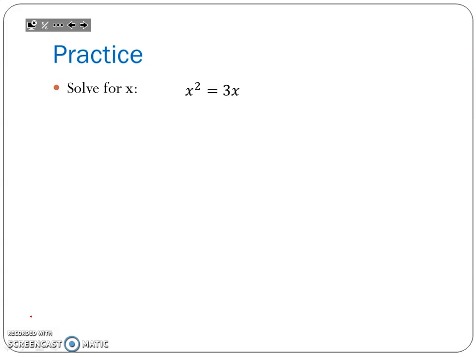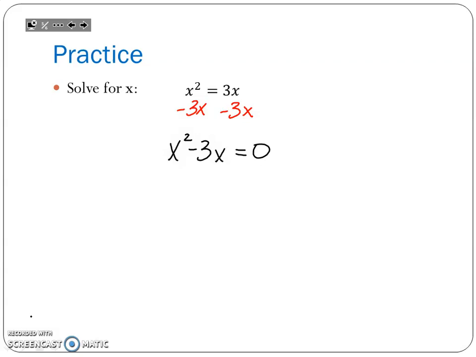So before I can factor to solve this, I would need to get it equal to 0. I need to move my 3x to the other side. So I've got x squared minus 3x equals 0.